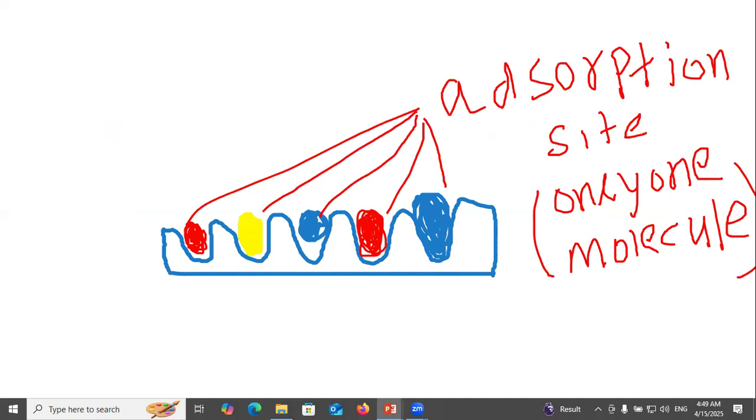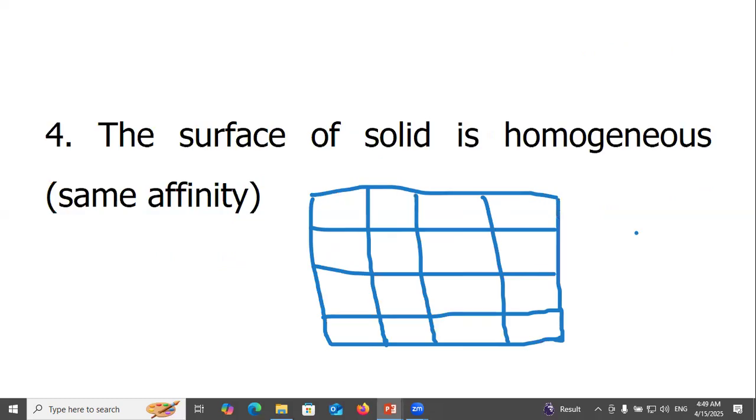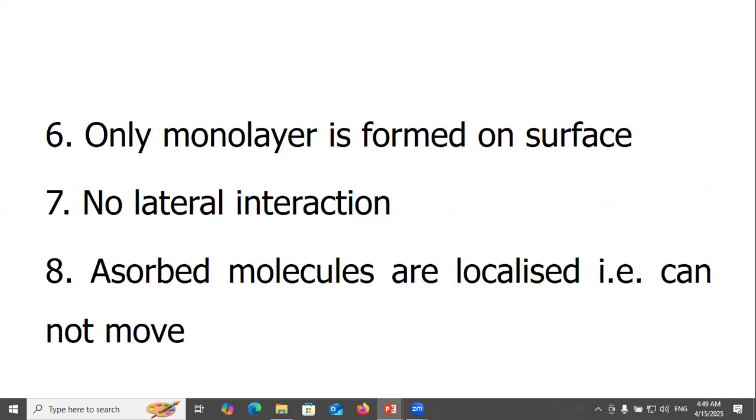Each adsorption site holds only one molecule, monolayer. The solid surface is homogeneous, with the same affinity. Only a monolayer is formed on the surface, with no lateral interaction. Adsorbed molecules are localized and cannot move.